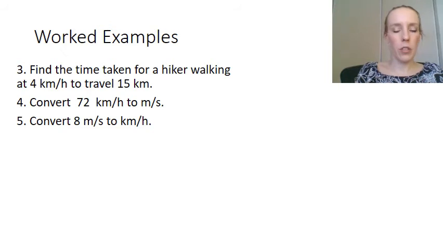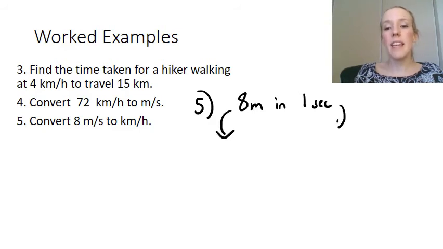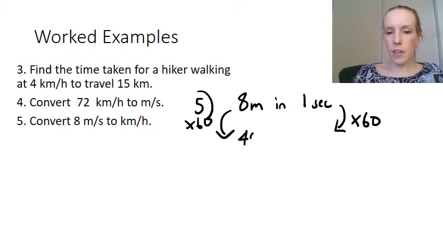Okay, for question 5, I've got convert 8 metres a second to kilometres per hour. So doing 8 metres in 1 second. Okay, so first I'm going to convert to minutes to see how far they'd run in 1 minute. So I'm going to have to multiply the seconds by 60 to get to minutes, and then I'll multiply the distance by 60 because that's how far they're going to run in 1 minute. So 8 times 60 is going to give me 400. So 400 metres in 1 minute.